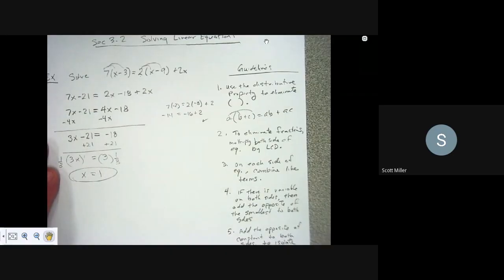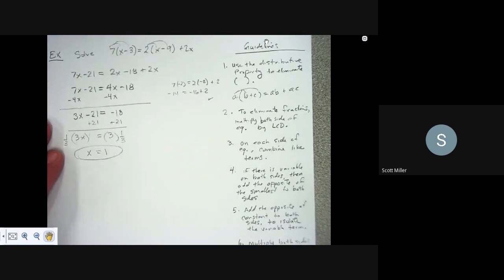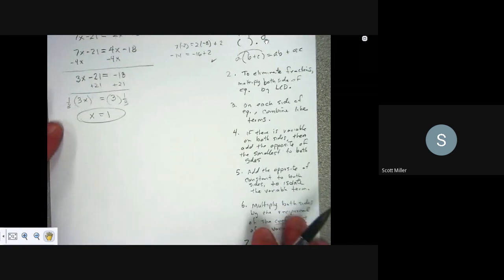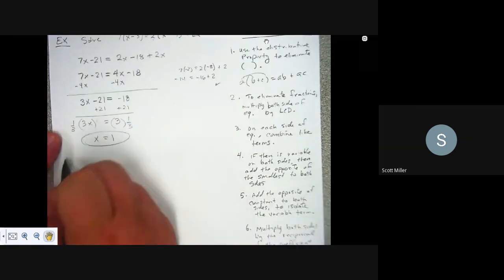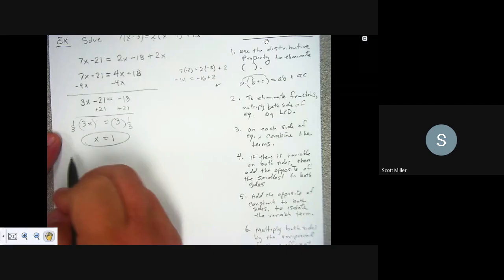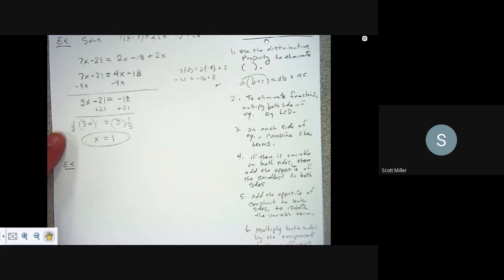So this is the process you want to follow for solving linear equations. Now, sometimes they'll be less complicated than this. Sometimes they might be more. I don't know. But if you follow this process, it should handle all linear equation problems. Here, let's solve another one.